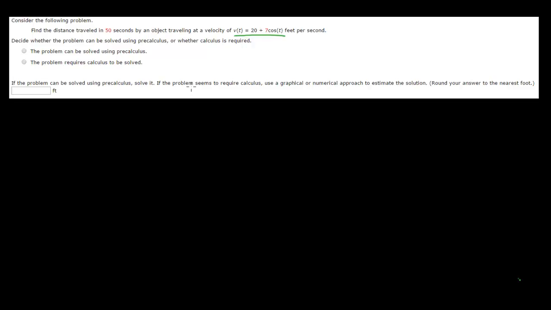To get an exact answer. But we can approximate the answer here. So how can you approximate the answer? What does cosine do? Let's look at this right here. Let's look at just this factor.